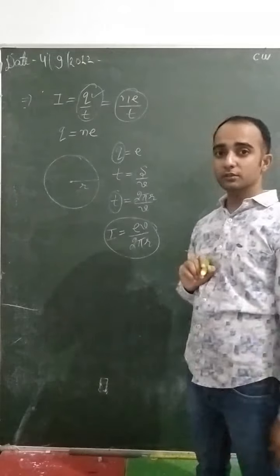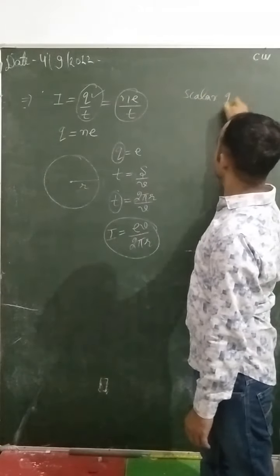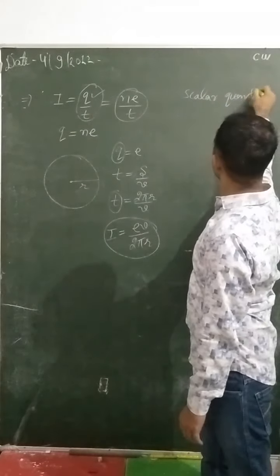Now what are the properties of current? Current is a scalar quantity.